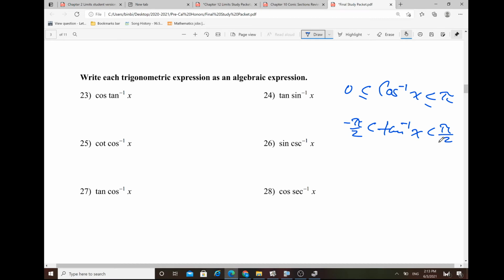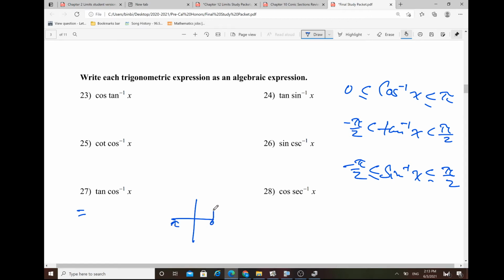And then, what else? Inverse of sine. Inverse of sine is quite similar to the restricted range for inverse of tangent. So this one is negative pi over 2 all the way to pi over 2, and they're all included. You can always go back to section 7.4, Pre-Cal Honors, the lecture note video that I put up there. Okay, so 27, restricted range for inverse of cosine. This one is bounded from 0 to pi.